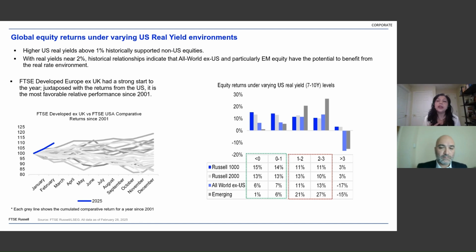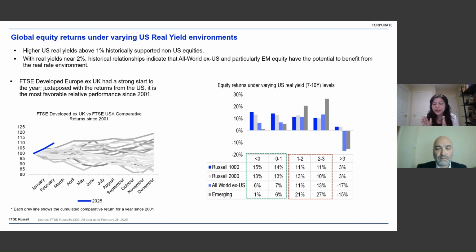These are the real rates on the US 7 to 10-year treasury, the benchmark, the foundation for the whole global financial system, so to say. And you see that US equities really outperform in a regime where real rates are less than 1 percentage point. Not surprising given that US markets are growth oriented, tech oriented, things like that.